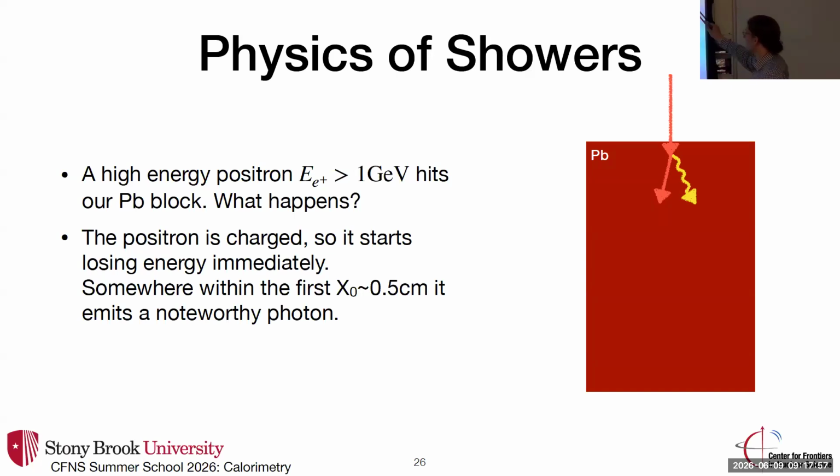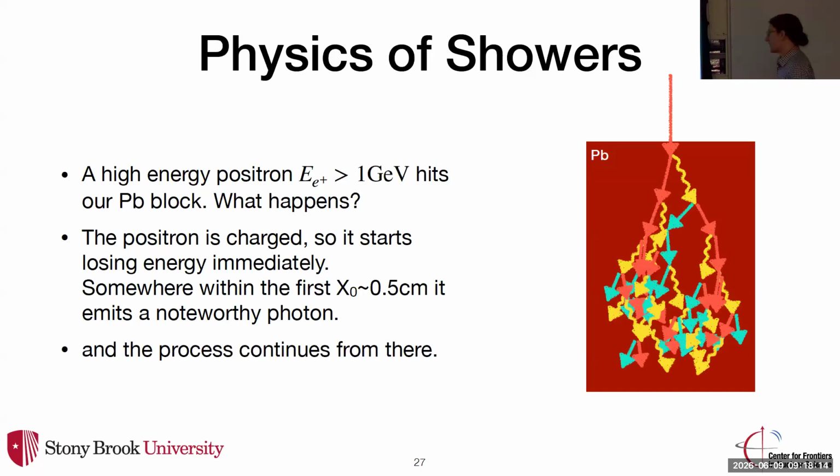This one is going to start emitting photons right away. So it's going to emit by chance this sufficiently energetic photon earlier than the first branching happens for the photon starting state on average. And then the process continues from there. We get the same sort of thing.